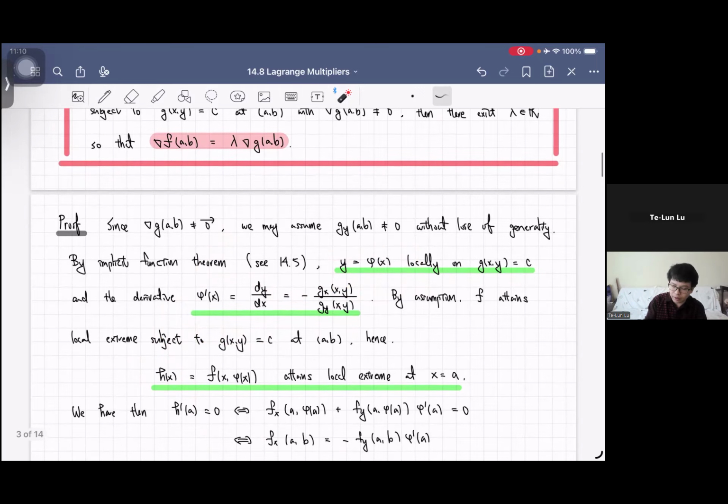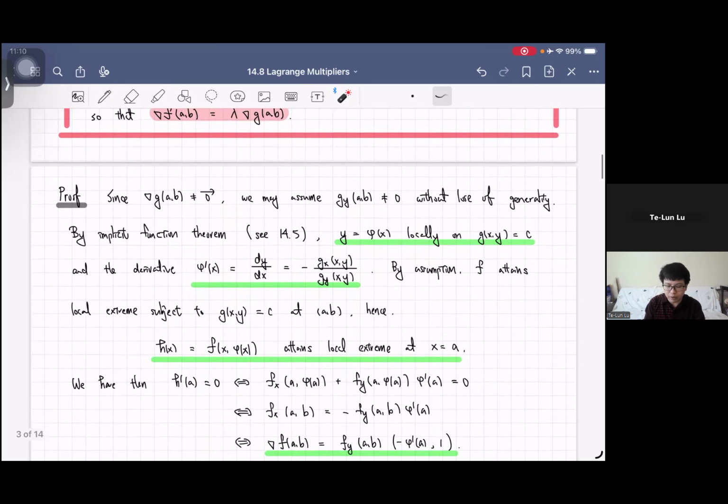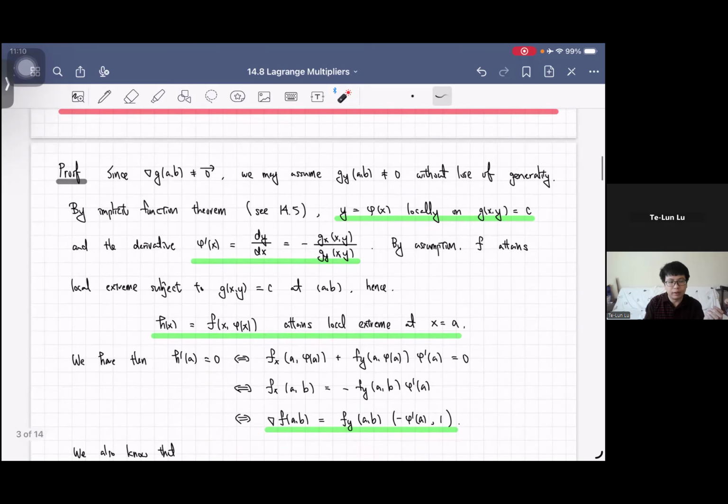Okay, and in particular, by the implicit function theorem, we know that the derivative phi prime of x, or dy/dx, can be represented by minus gx divided by gy, right? Okay, so now we have our setting done. Let us try to compute the gradient of the function f.